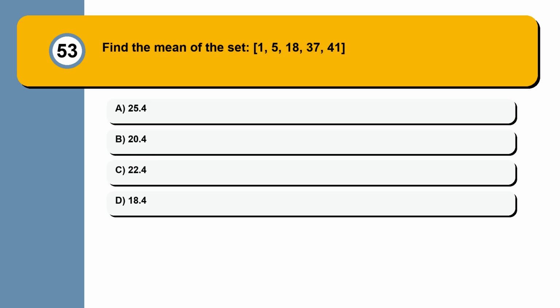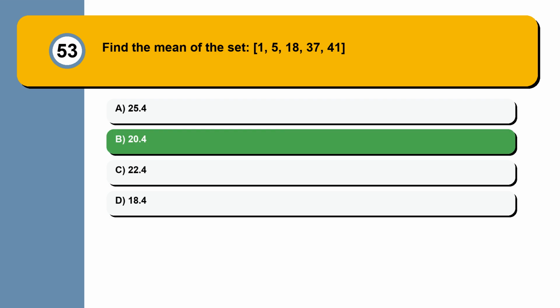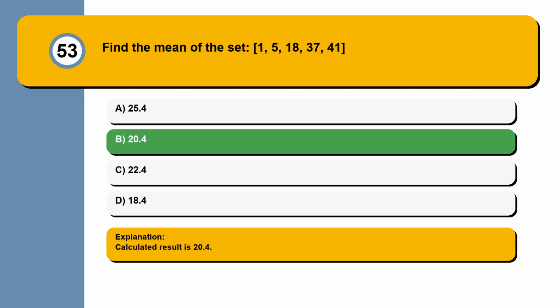Question 53. Find the mean of the set 1, 5, 18, 37, 41. 25.4, 20.4, 22.4, 18.4. Calculated result is 20.4.